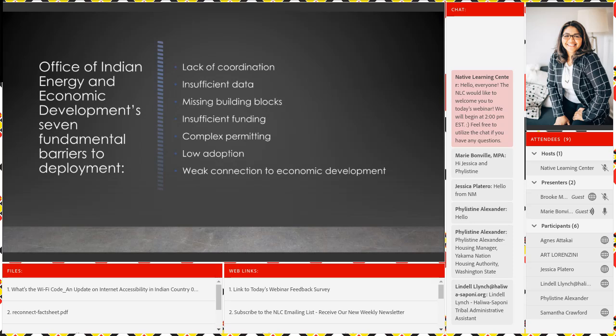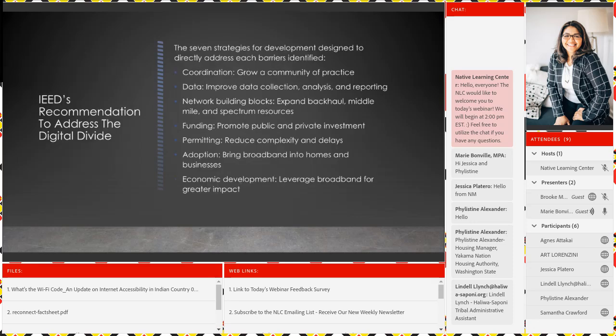Insufficient funding, as we all know, is pretty much prevalent in all of the services we're trying to provide. Complex permitting is also not unknown to our housing folks. This can include the easements for utilities and other essential services that are needed in order to put in this sort of infrastructure. Low adoption, going back to the red tape and the capacity building, what it takes for the tribes to get involved. And then a weak connection to economic development, not bridging that gap, or understanding the way in which it would be economically viable for a tribe to go down the road of maybe becoming an internet service provider.